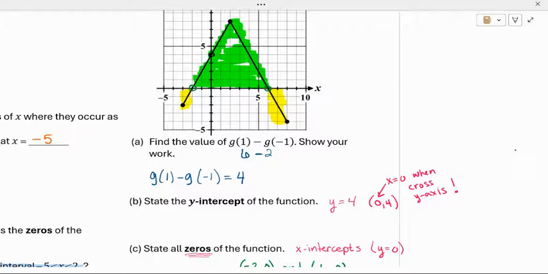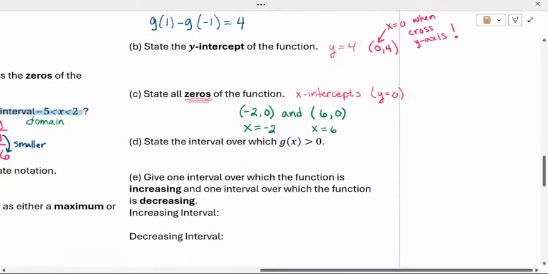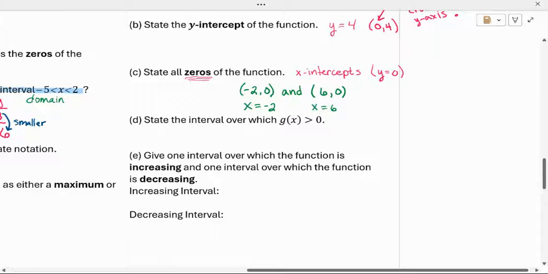Okay, so what number is this? That is -2. And what number is the other one? That is +6. Okay, so the interval over which g of x is positive is -2 is less than x is less than 6.